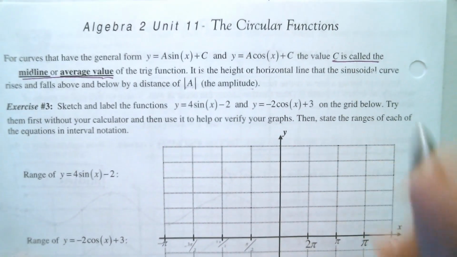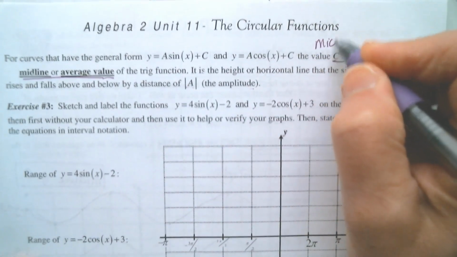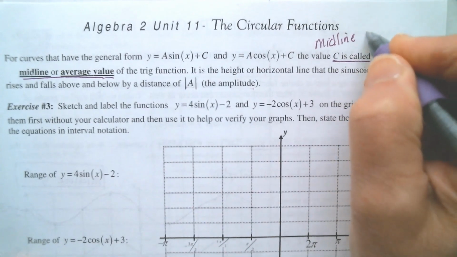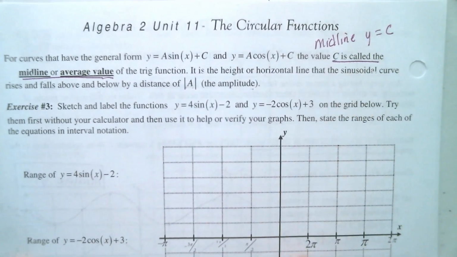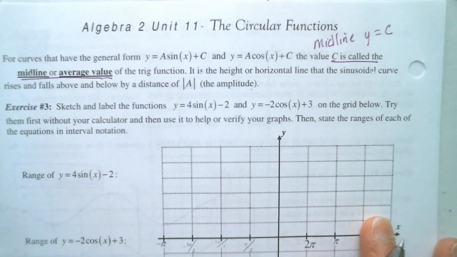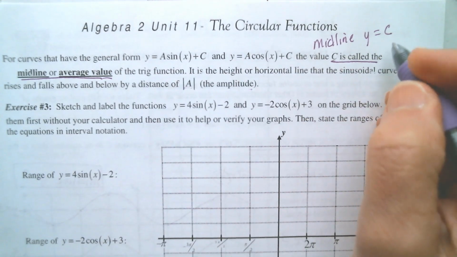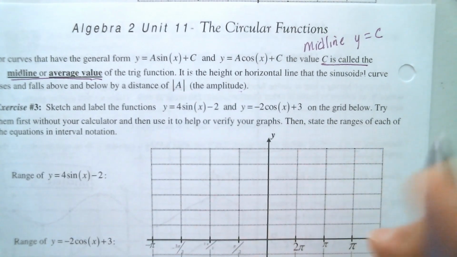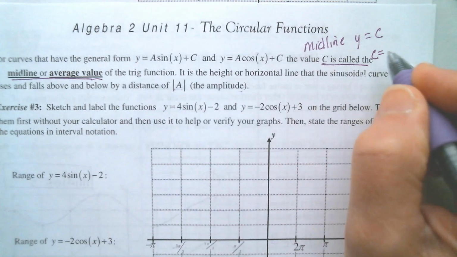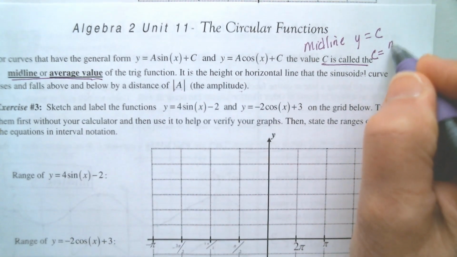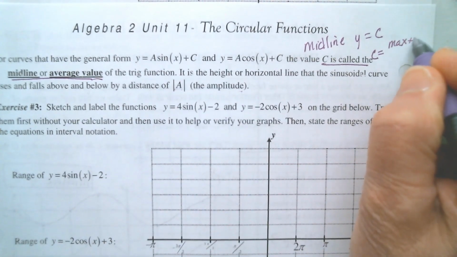So let's put up here our midline is y equals c. And it's the average between the max and the min. So C is going to equal the average between the max and the min. You take the max plus the min and divide it by 2.